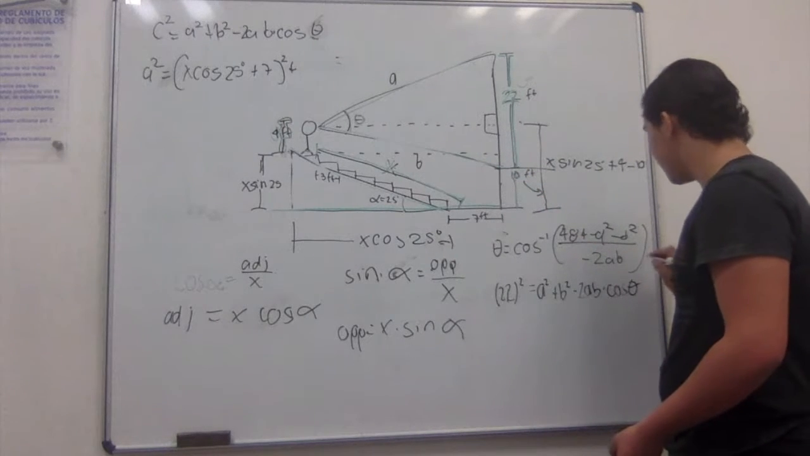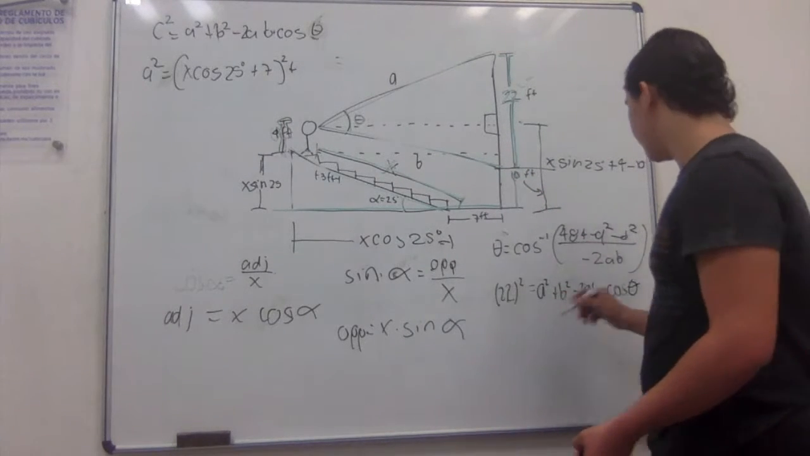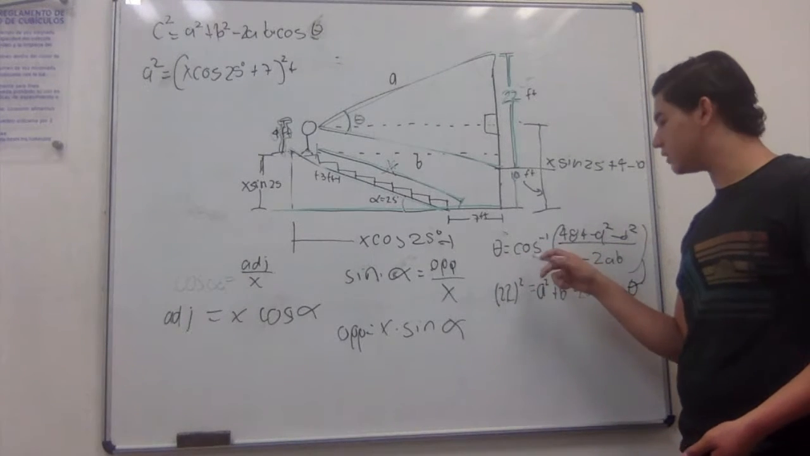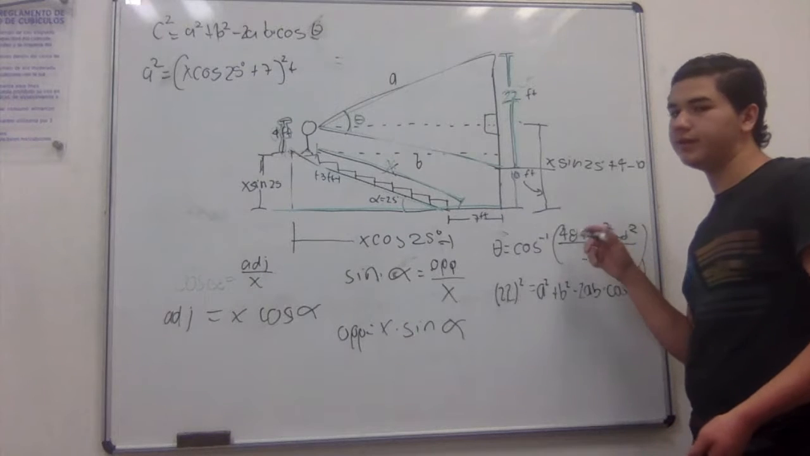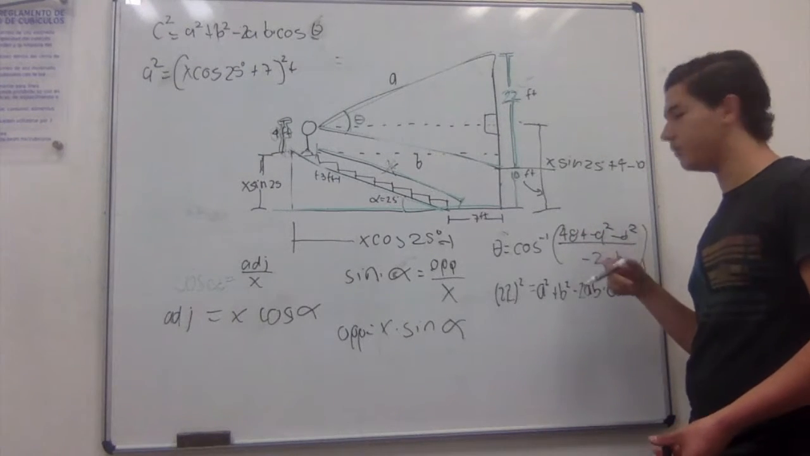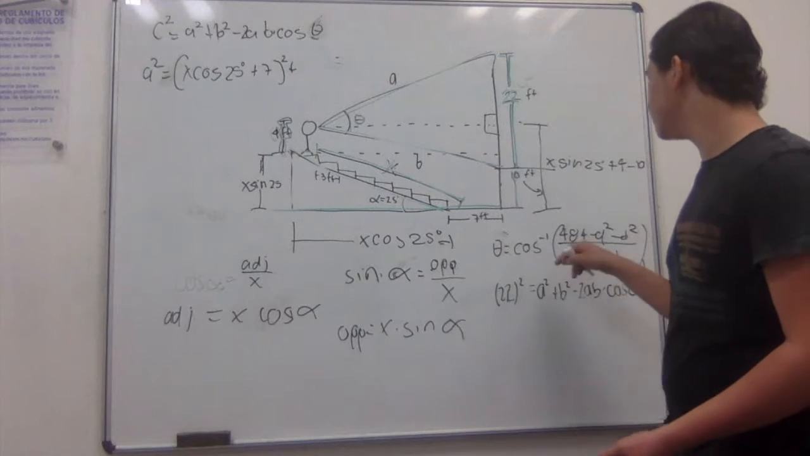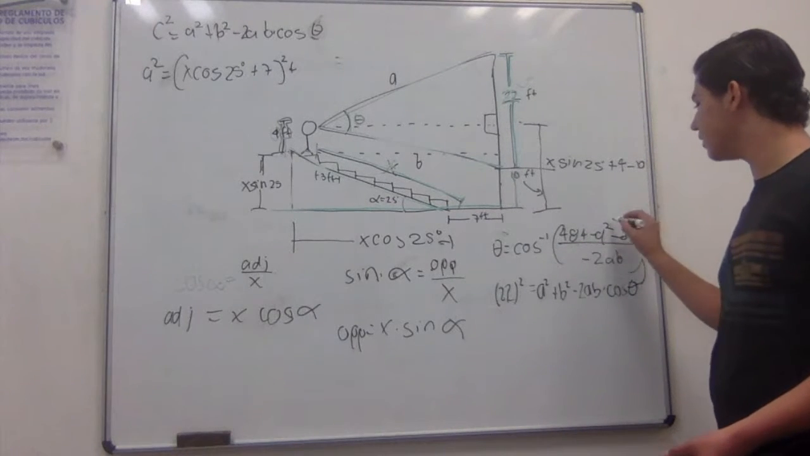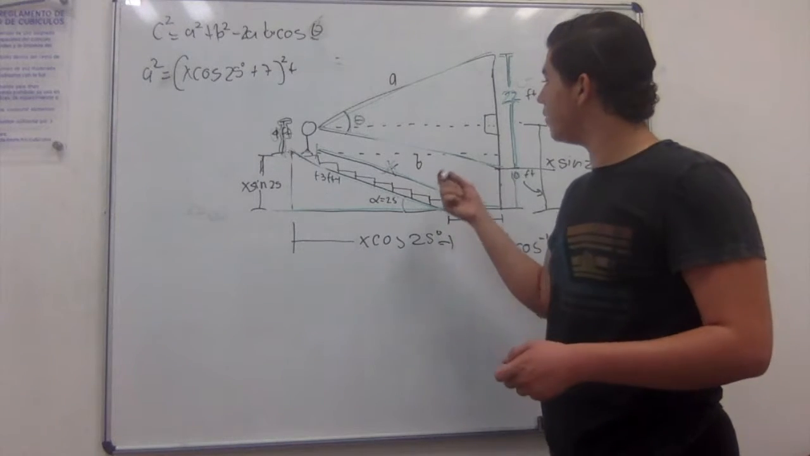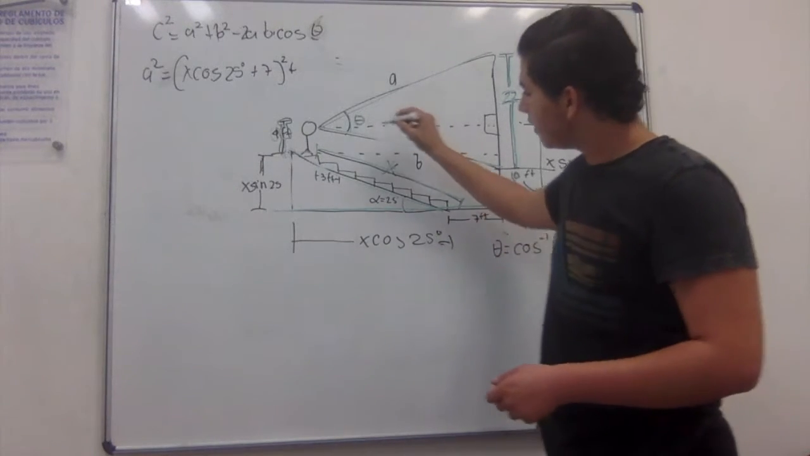So now we're going to isolate alpha, and we get that alpha is equal to inverse cosine of 484 minus a squared minus b squared over 2ab. So now we're going to get the measurements of a squared and b squared, so we can solve the formula.